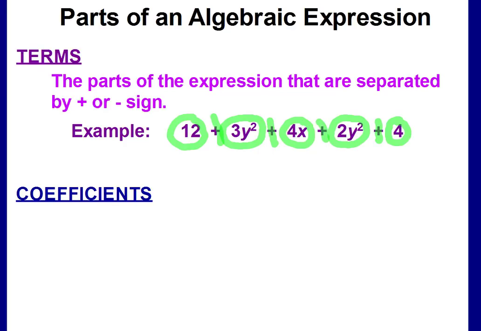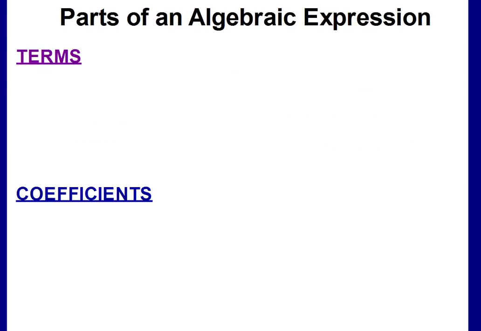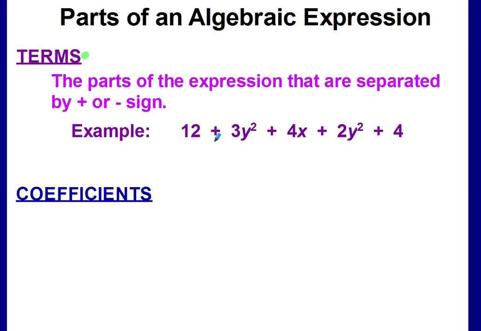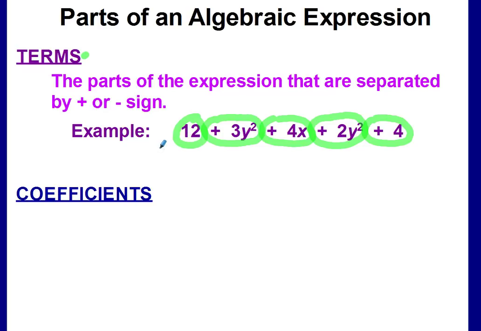Or the best way really to think about it is that the sign goes with the term behind it. So this is a term, a positive 3y squared, a positive 4x, a positive 2y squared, a positive 4. And then of course this first 12 is a term, and since there is no minus sign in front of it, it's automatically a positive. So these are the terms of this expression. A lot of times it's helpful to know how many terms are in an expression so you can count them. There's 1, 2, 3, 4, 5 terms.